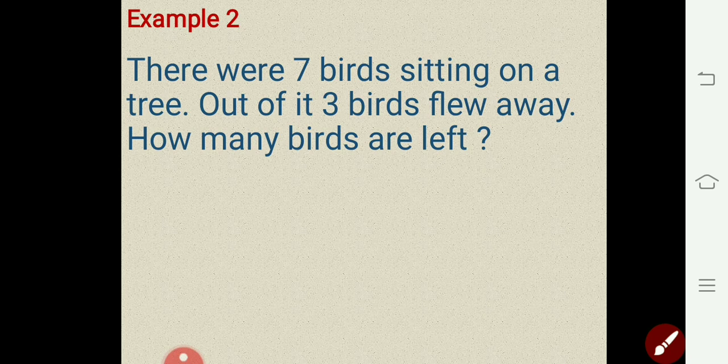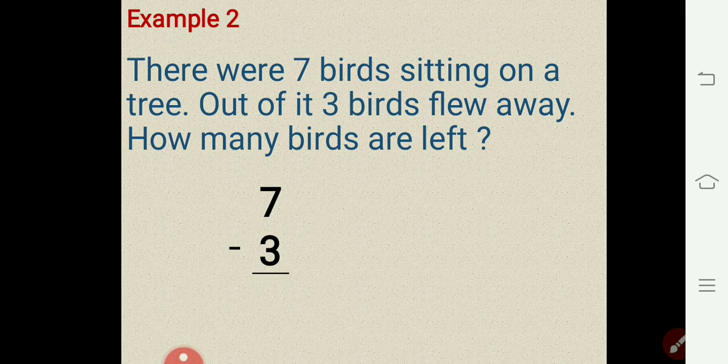So this is a subtraction sum. So let's see how we are going to solve it. First of all, there were how many birds? 7 birds sitting on a tree. Afterwards, how many birds flew away? कितने उड़ गए? 3. So the number is decreasing, कम हो गए. So this is a subtraction sum.